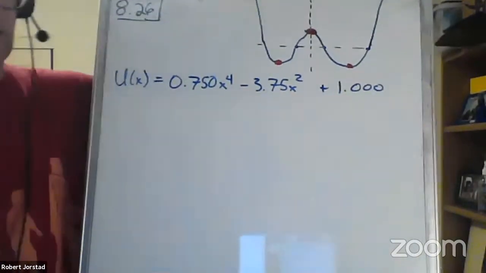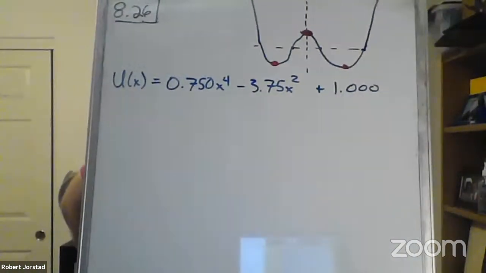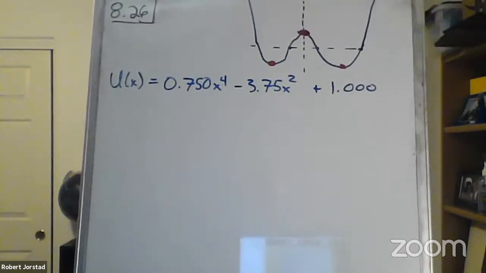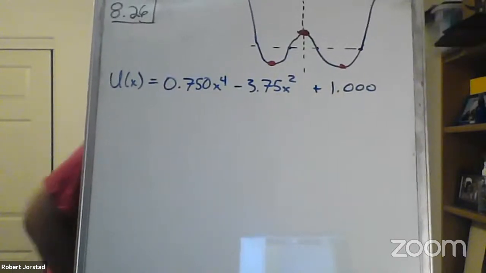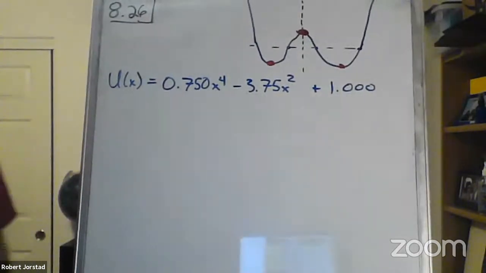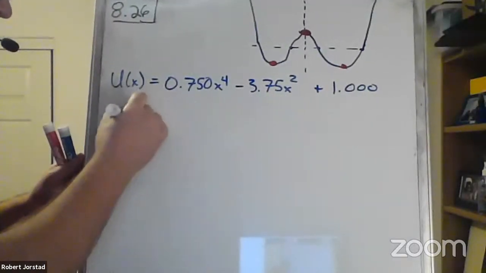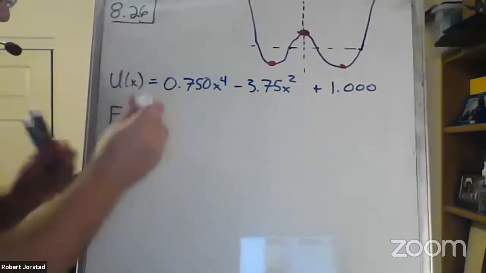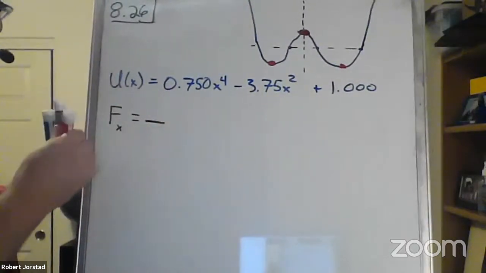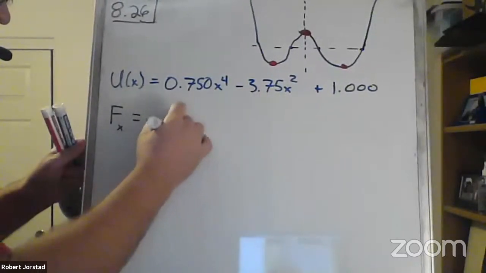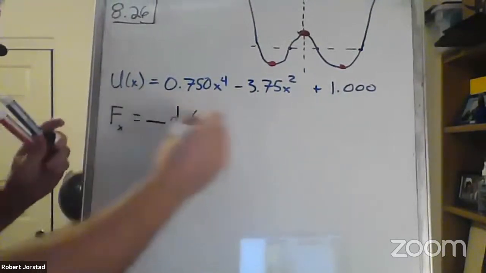I forgot to read the question. Let me read it. The next part says, get the force. How do I get the force? Take the derivative. Nope, a negative derivative. All right. Because we'll all do that, where everybody forgets that minus sign once. That's what the homework's for. Minus the derivative of U of x.